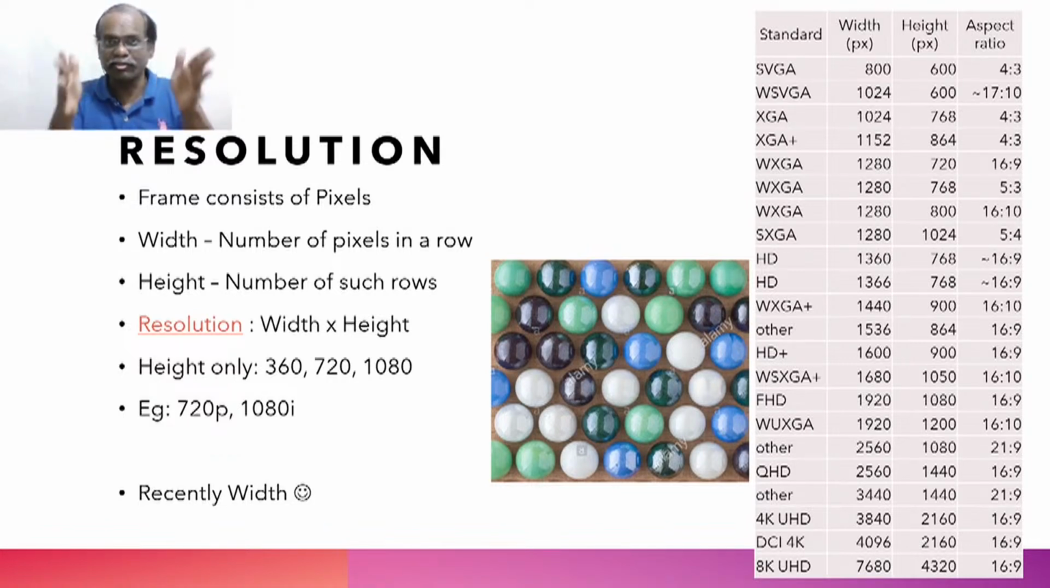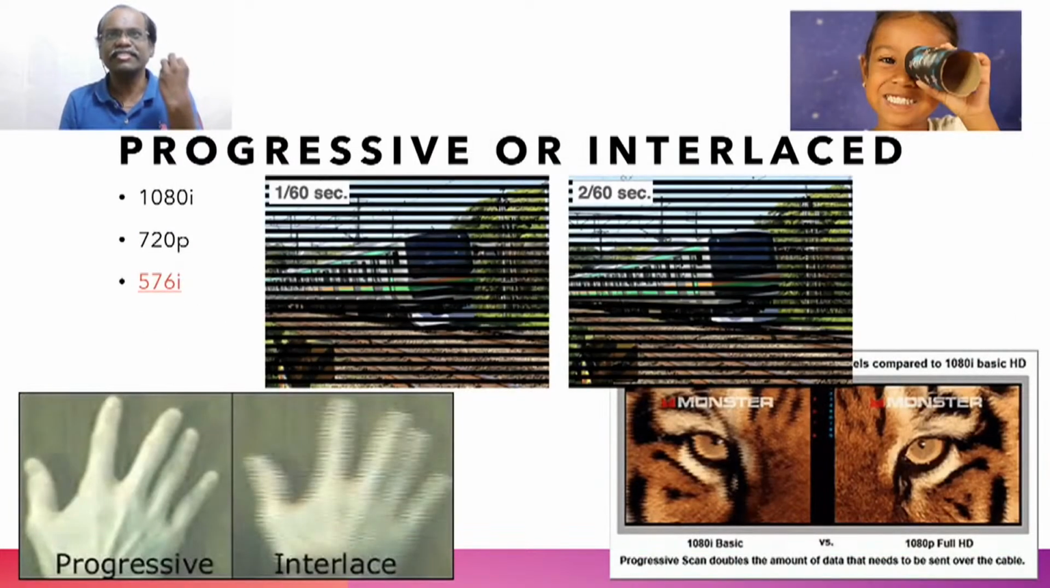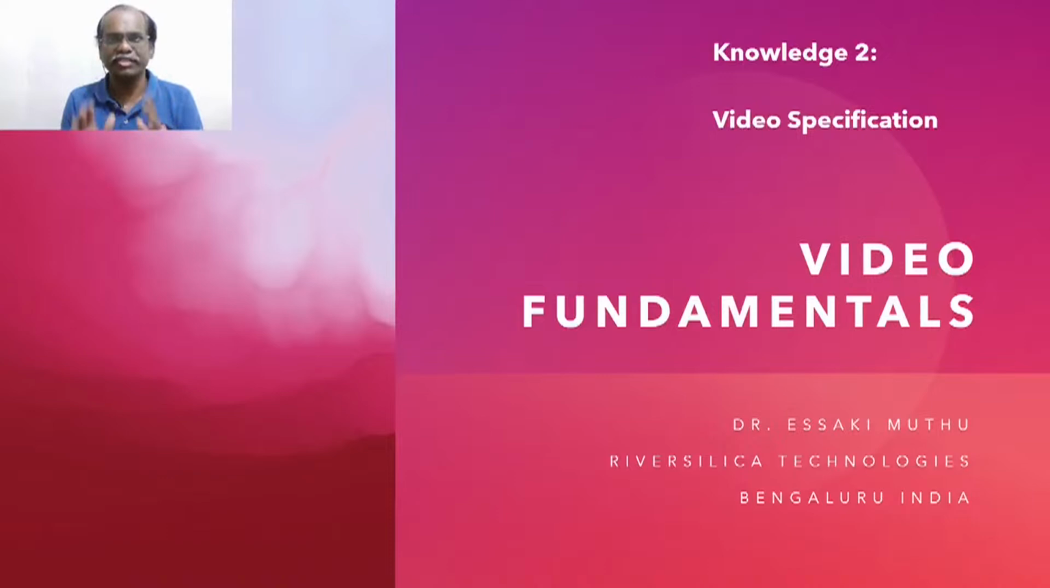Next one is the pixels. The color variations will be given by the pixels. Next one is progressive or interlaced. Go for progressive. So these are the important video specifications today: frame rate, resolution, pixel, YUV, and progressive or interlaced.